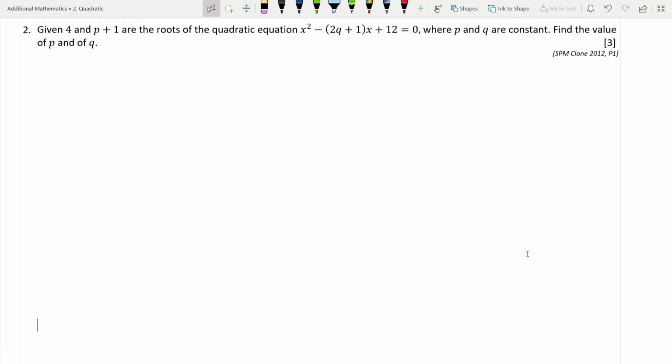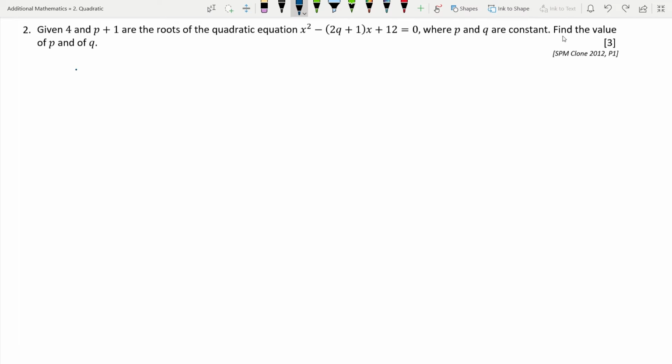Question 2. This is a 3 marks clone question taken from SPM 2012 paper 1. Given 4 and p plus 1 are the roots of the quadratic equation x squared minus (2q plus 1)x plus 12 is equal to 0, where p and q are constants. Find the value of p and of q.